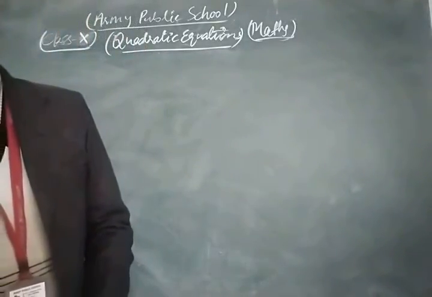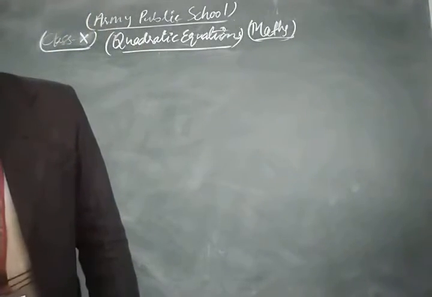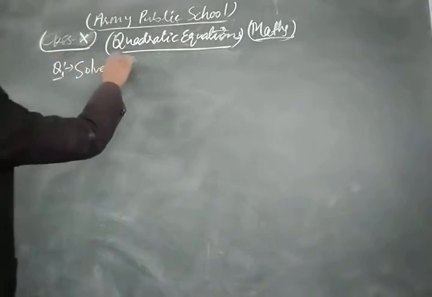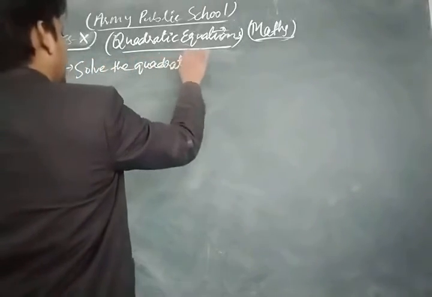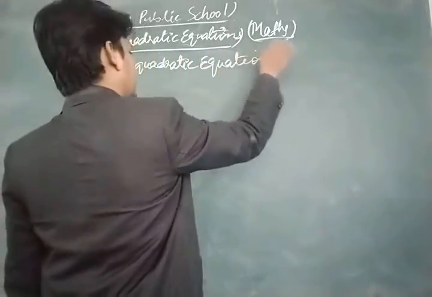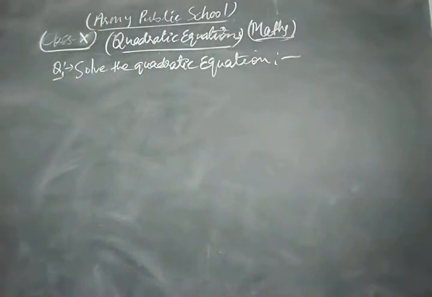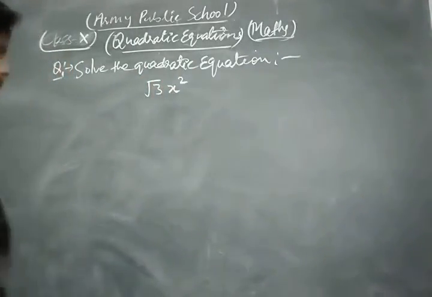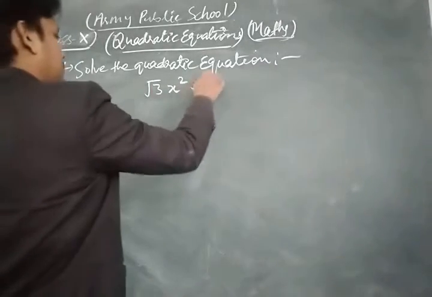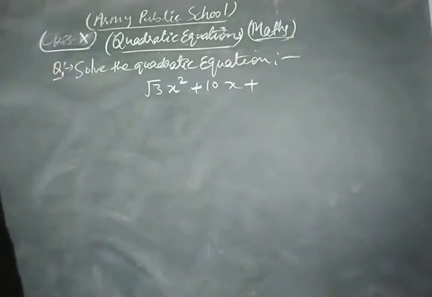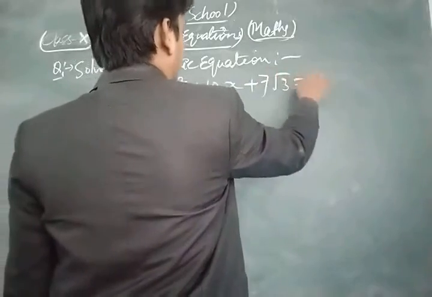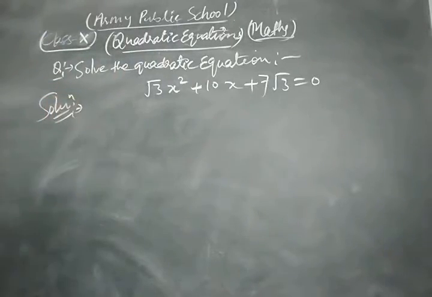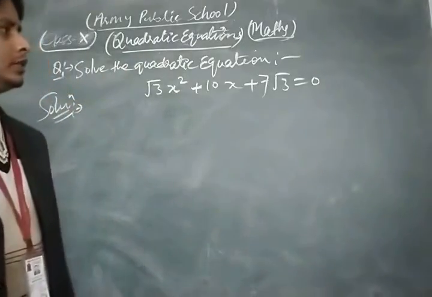And the question is, solve the quadratic equation: root 3 x square plus 10x plus 7 root 3 is equal to 0.